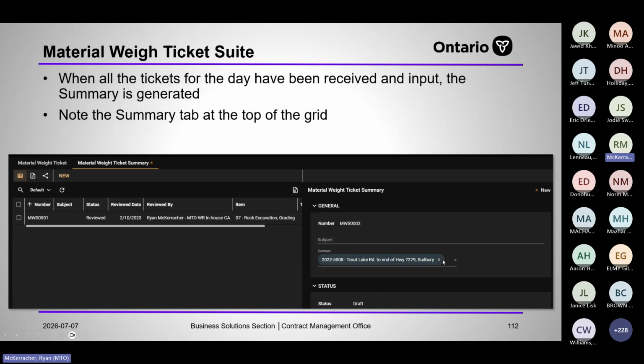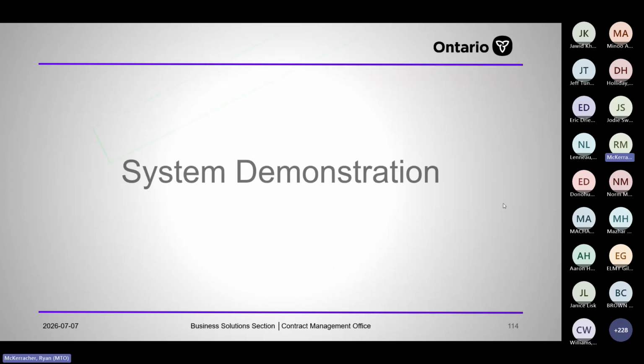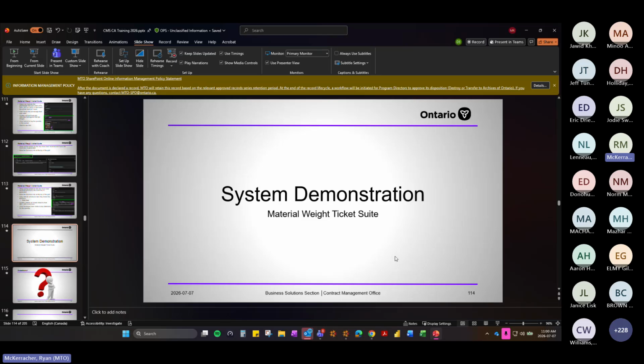When all the tickets for the day have been received and input, the summary is generated. Note the summary tab at the top of the grid. So you've got material weight ticket and material weight ticket summary. Users select whichever item they link to material weight tickets and then click save. The system indicates all the tickets linked to that item with a summary of the total net weight, and then you click reviewed, and that's it. If you make a mistake in the ticket, you can write into mtocms.ca or MTO CMS at ontario.ca, and we can revert or delete them for you.